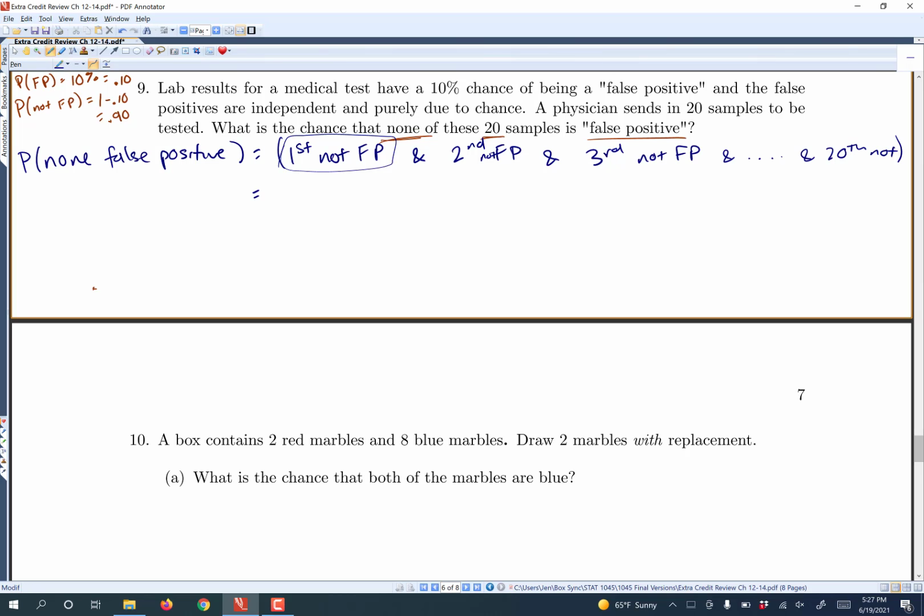Because they're independent, we can just multiply all the probabilities together. We don't have to worry about them changing each time. So the first one to not be a false positive would be 0.90. And we want the next one, so we're going to multiply. We want the next one to not be a false positive, so 0.90. And then we're going to keep multiplying. We want the next one to not be a false positive, so it's 0.90. And the next one, all the way up to the 20th one. So basically, I multiplied this 20 times.